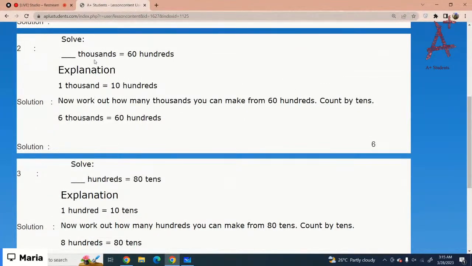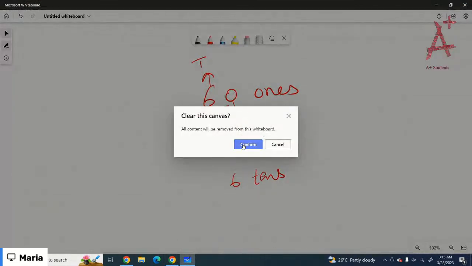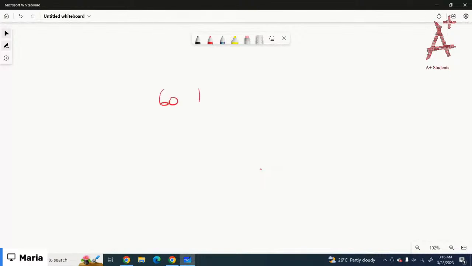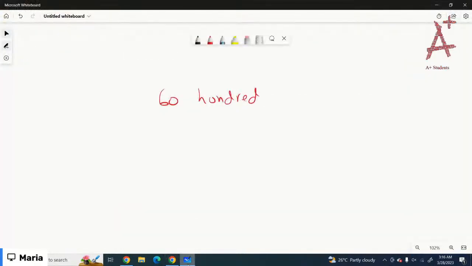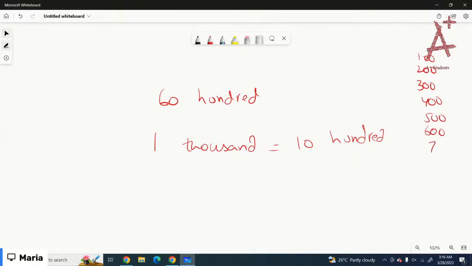The next one is how many thousands do we have in 60,100? You have to see how many thousands we have in 60,100. Got it? In 1000 we have 10 hundreds. How? See, 100, 200, 300, 400, 500, 600, 700, 800, and 900. After 900, you have 1000. So how many hundreds? 1, 2, 3, 4, 5, 6, 7, 8, 9, and 10. That means we have 10 hundreds in 1000.